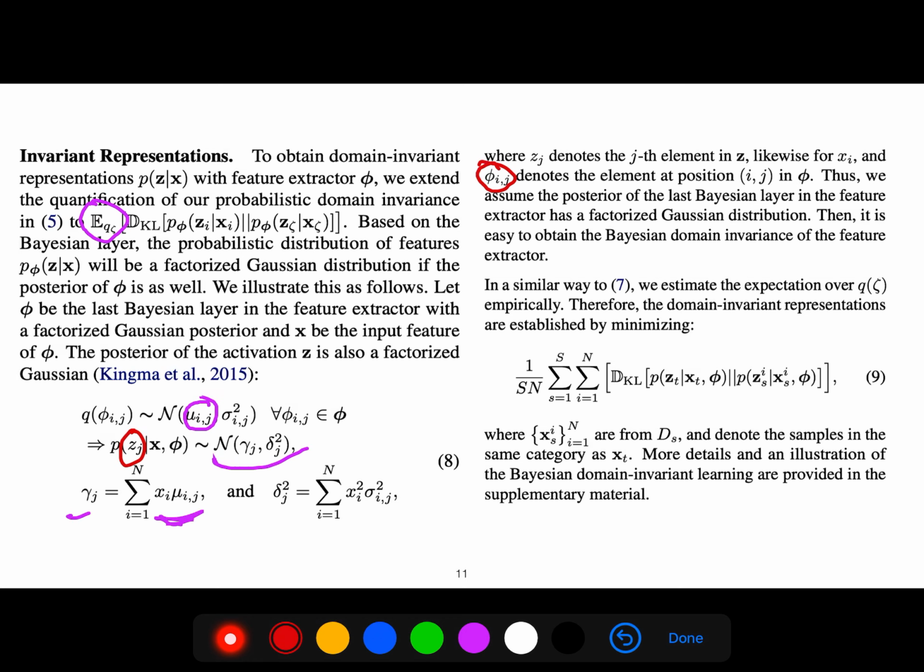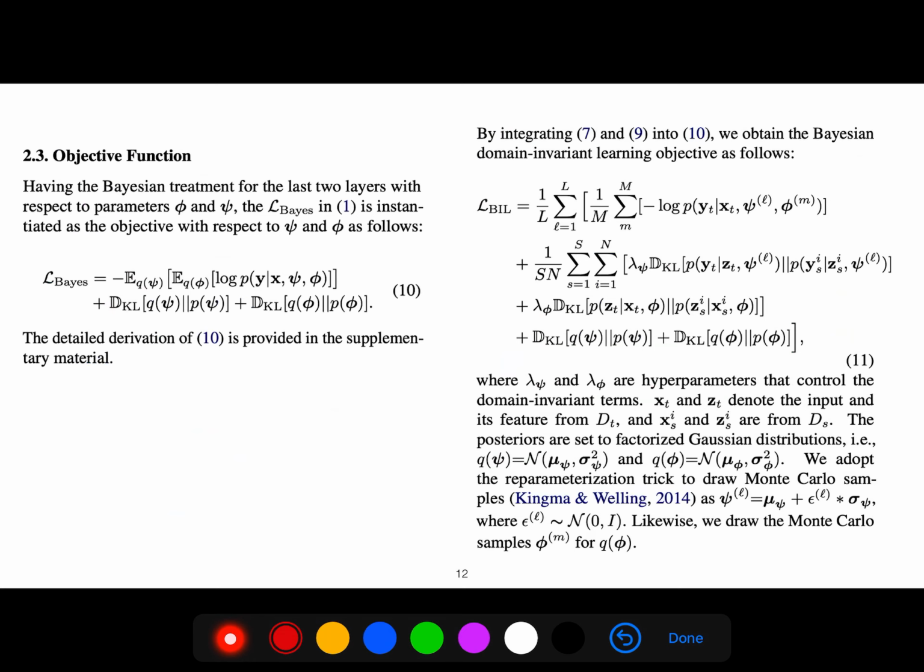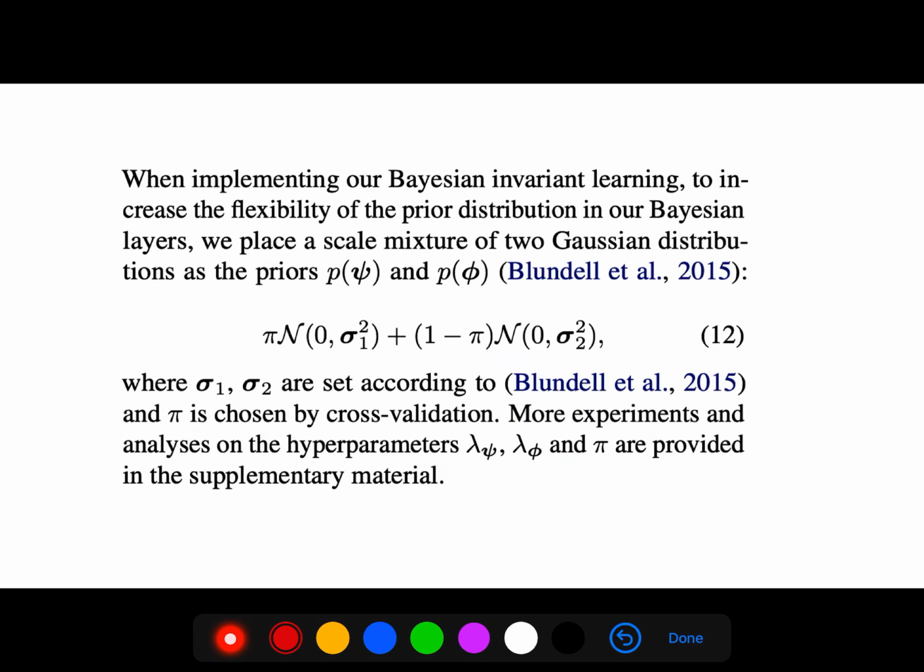So we estimate the expectation over Q empirically. Therefore, the domain invariant representation is established by minimizing this sum of KL divergences. And this is the objective function. But when implementing our Bayesian invariant learning, to increase the flexibility of the prior distribution in our Bayesian layer, we place a scale mixture of two Gaussian distributions.